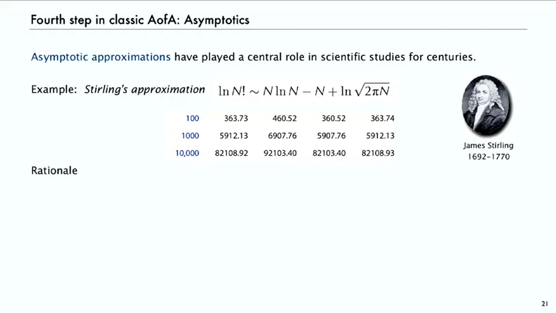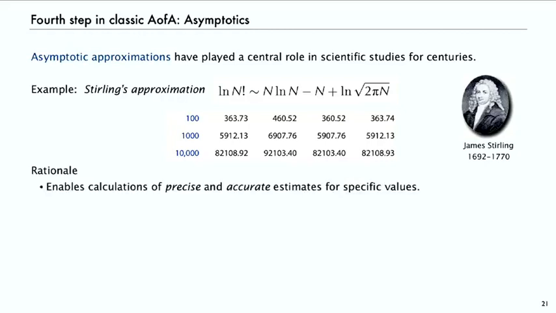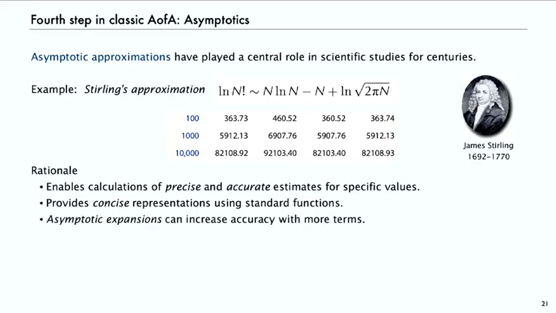And the rationale for using approximations of this sort is that we can get very precise numbers, which is really what the scientist wants, for specific values. Not only that, using just a few standard functions, we get concise representations of the functions that we care about that are in a canonical form that we can work with.